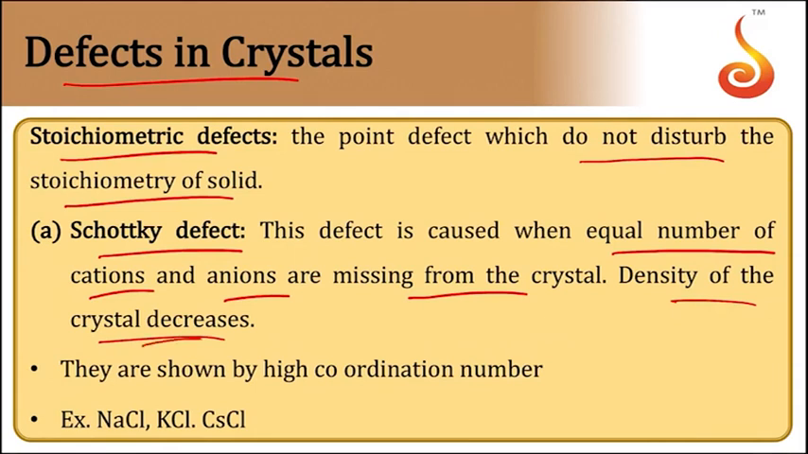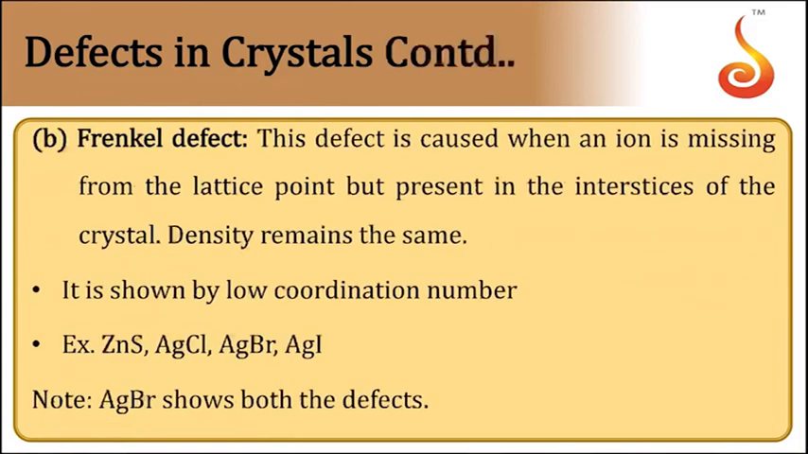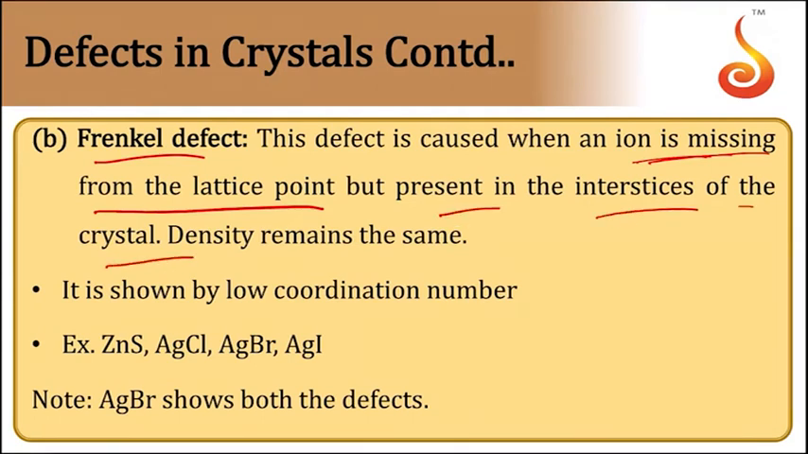And these are normally shown by high coordination number compounds like NaCl, KCl, CsCl will have Schottky type of defect where a pair of ions will be missing and density also gets reduced. Next is Frenkel type of defect here. This defect is caused when an ion, normally it will be cation because of smaller size, is missing from its lattice point but present in the interstices of the crystal. It is present somewhere in the structure but not in its point. That type is said to be Frenkel defect here.